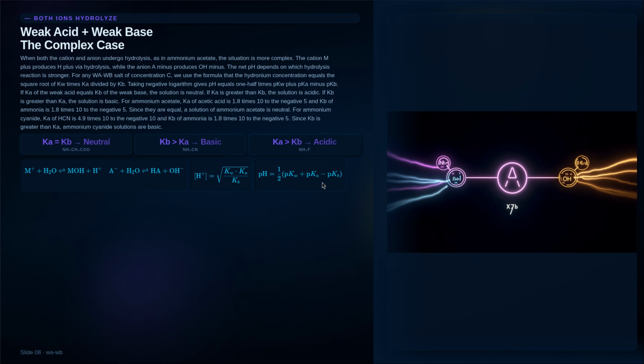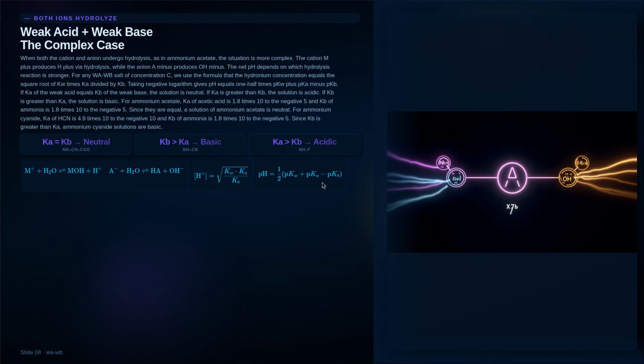If Ka of the weak acid equals Kb of the weak base, the solution is neutral. If Ka is greater than Kb, the solution is acidic. If Kb is greater than Ka, the solution is basic. For ammonium acetate, Ka of acetic acid is 1.8 times 10 to the negative 5, and Kb of ammonia is 1.8 times 10 to the negative 5. Since they are equal, a solution of ammonium acetate is neutral.